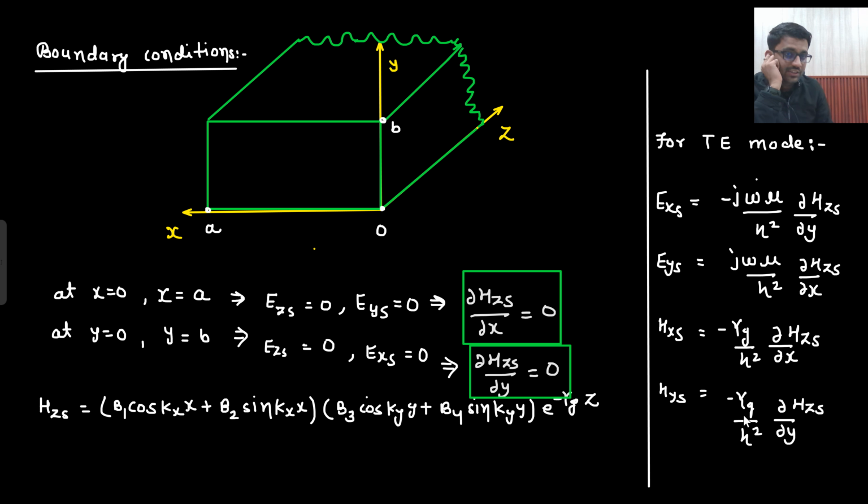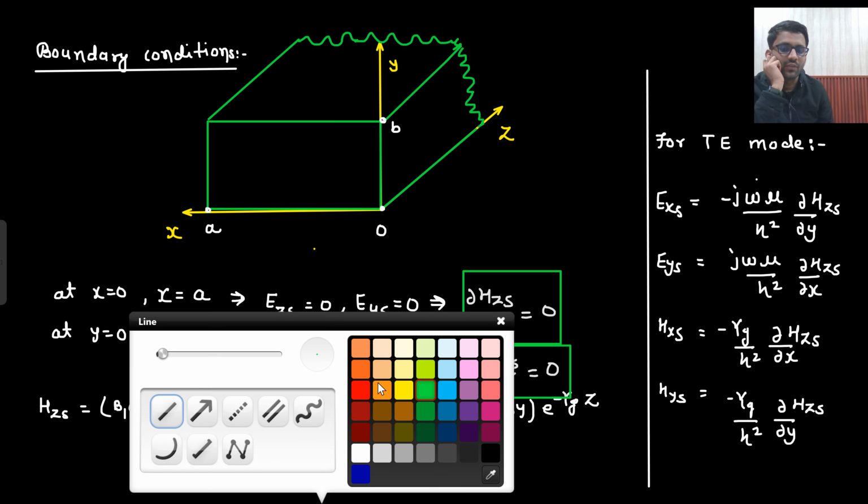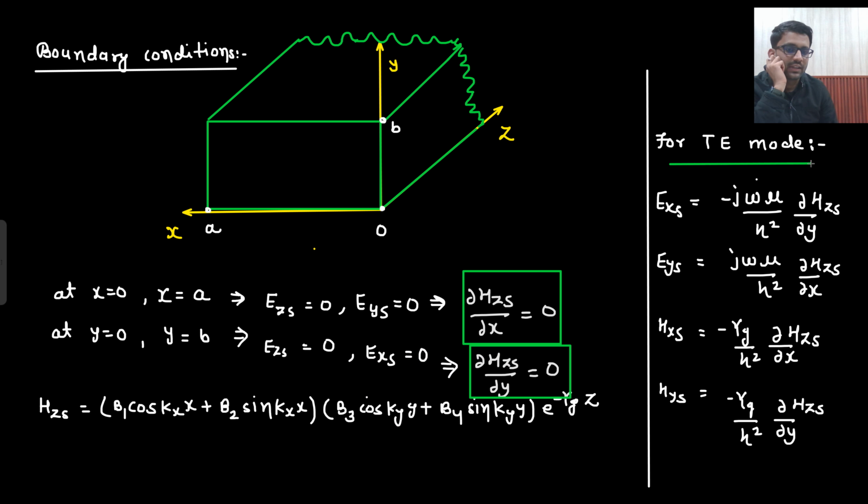So whose help did we take? We took the help of this guy that we need to write down for TE mode. These will be our EX, EY, HX and HY expressions. We know that EZ and EY is 0. If EY is 0, then this differentiation is 0, and then this differentiation is 0.